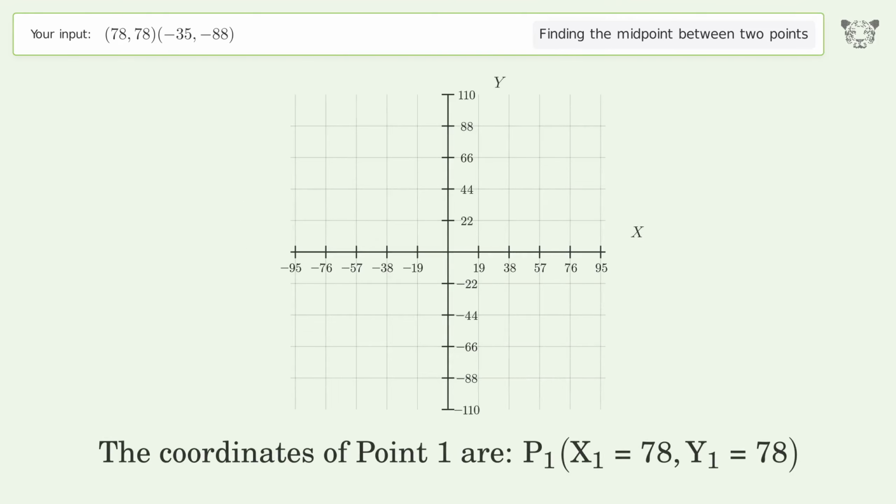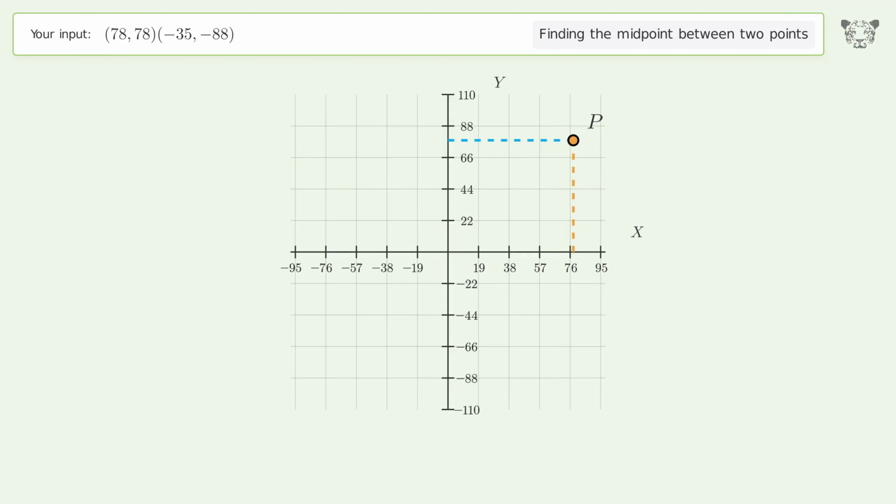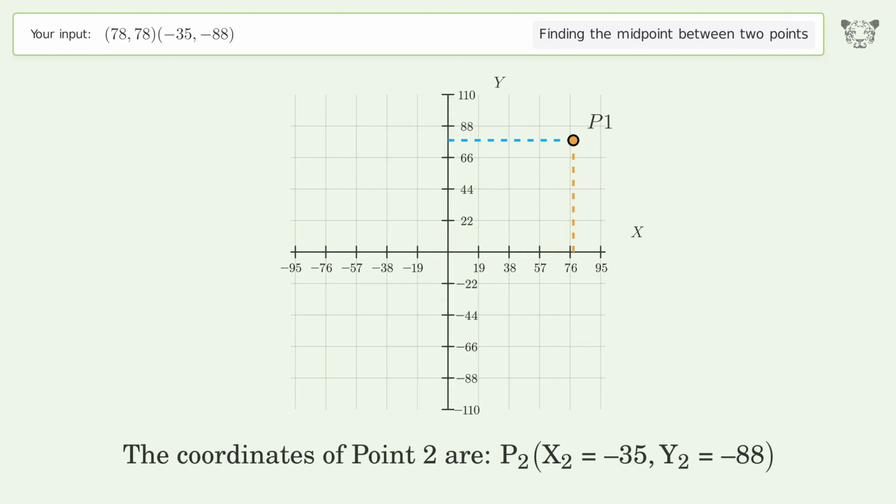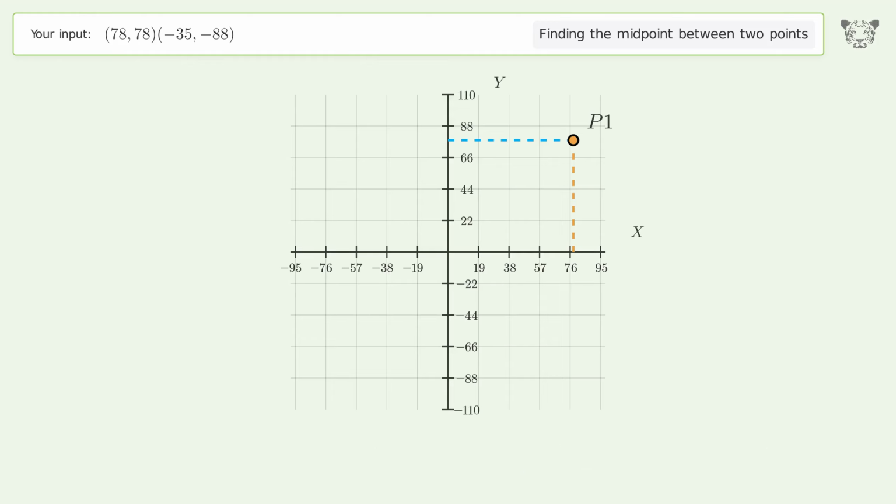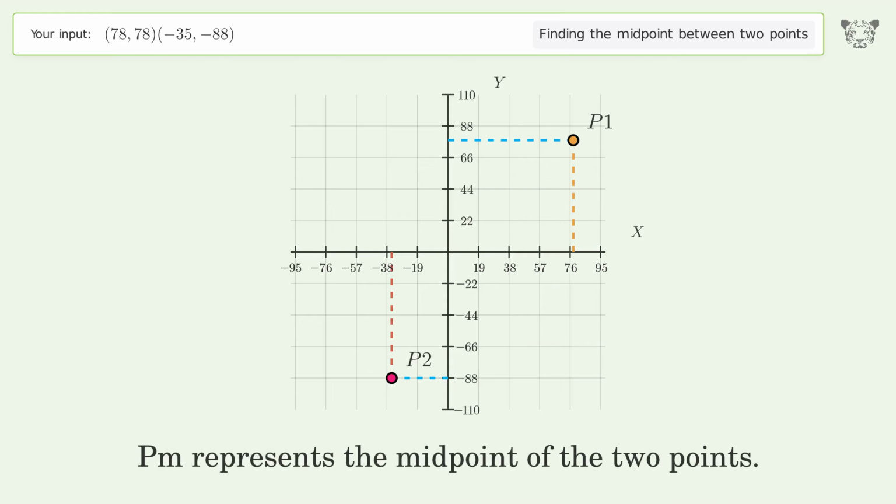The coordinates of point 1 are, x1 equals 78, y1 equals 78. The coordinates of point 2 are, x2 equals -35, y2 equals -88. PM represents the midpoint of the 2 points.